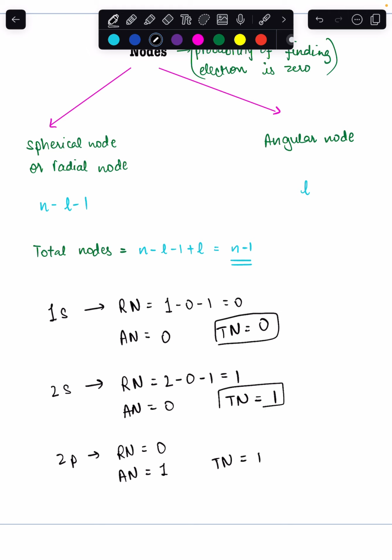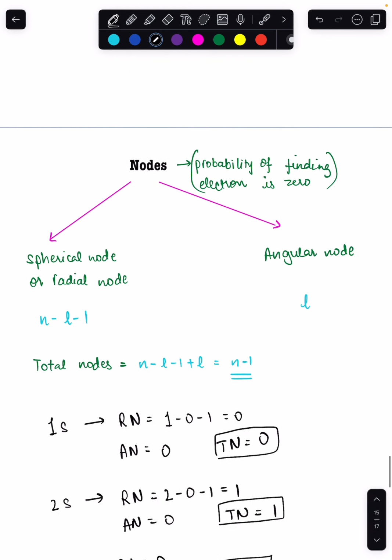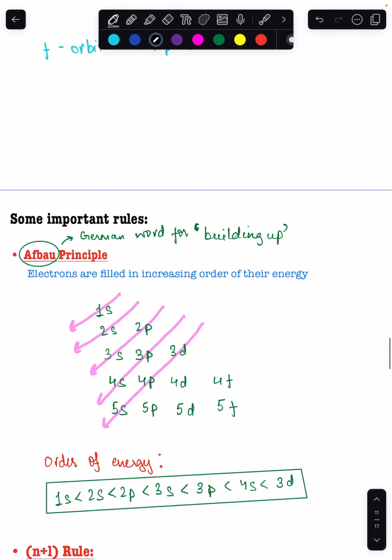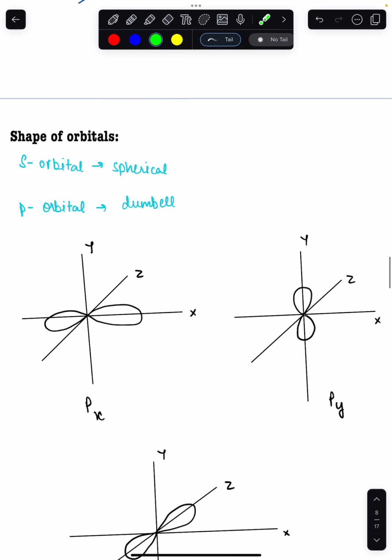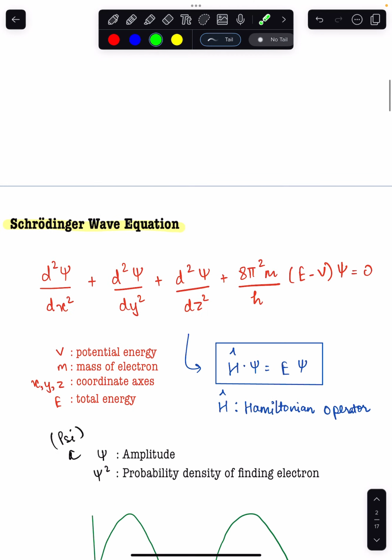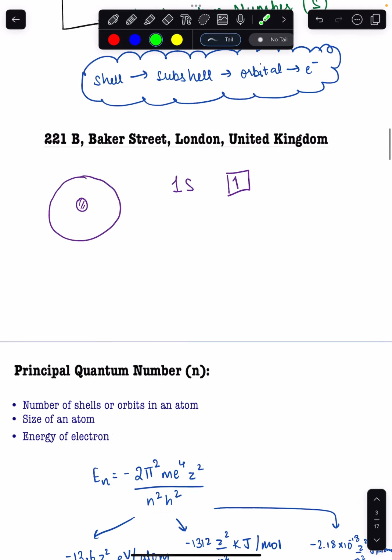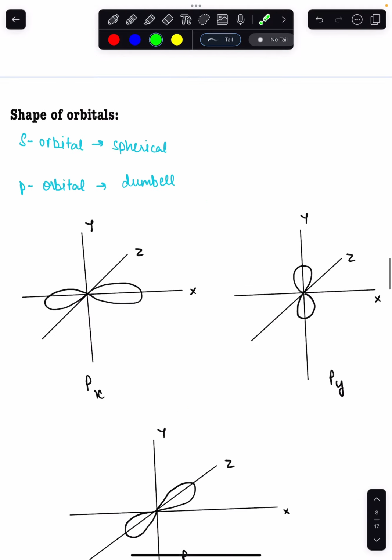Now let's come back to what I told you earlier when we were studying this part. In the Schrodinger wave equation, I said that there are going to be graphs, and we are going to study some specific graphs. You need to memorize these graphs.